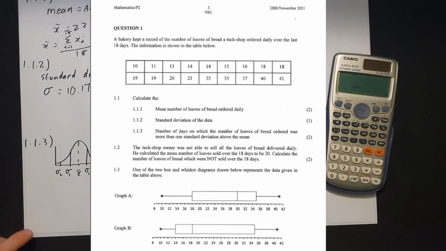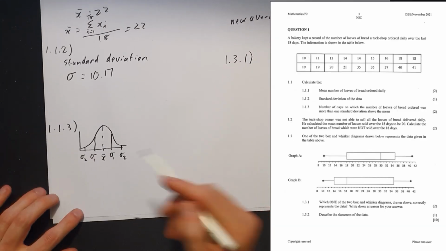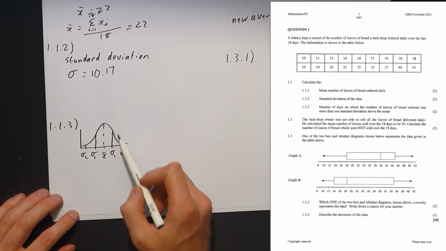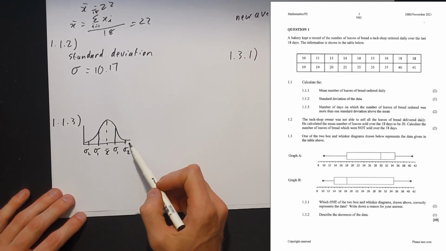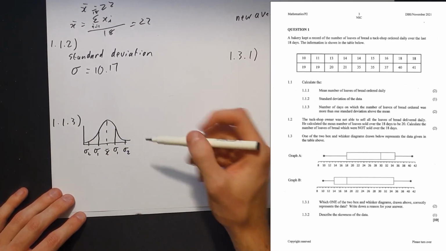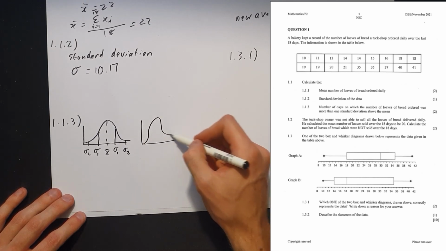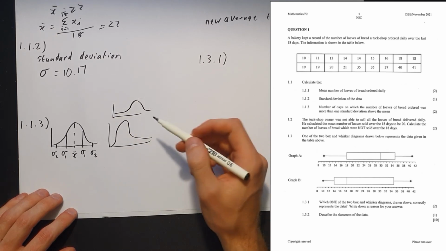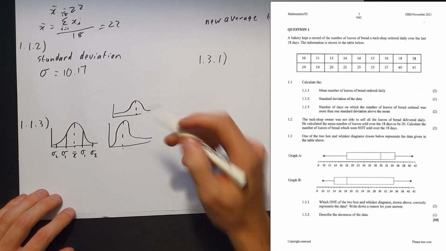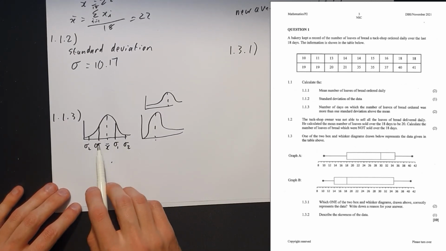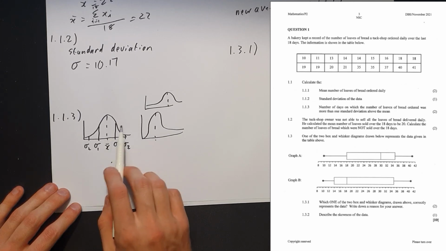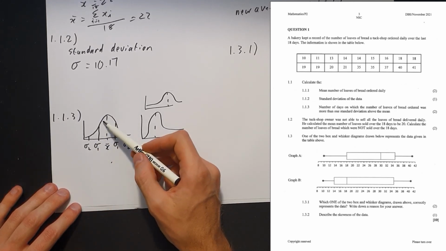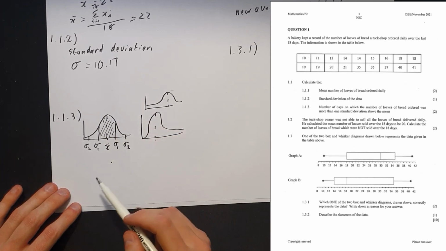1.1.3 says the number of days on which the number of loaves of bread ordered was more than 1 standard deviation above the mean. So what is standard deviation? I've drawn a little graph here. This is what an ideal distribution of data would look like. It's called a bell graph. Sometimes our data looks something like that, or the other way around, and this would be your mean. One standard deviation talks about how far your data is distributed from the mean. Normally the majority of your data sits within 1 standard deviation of the mean.